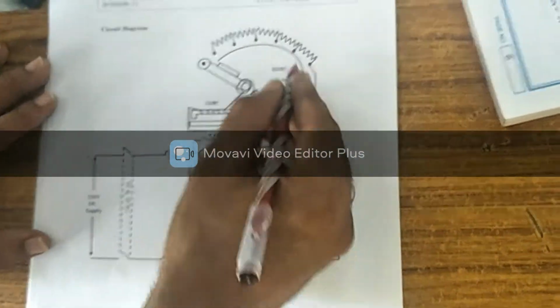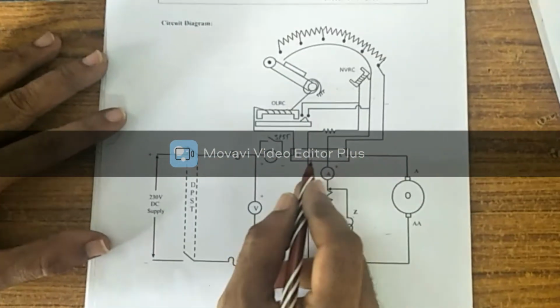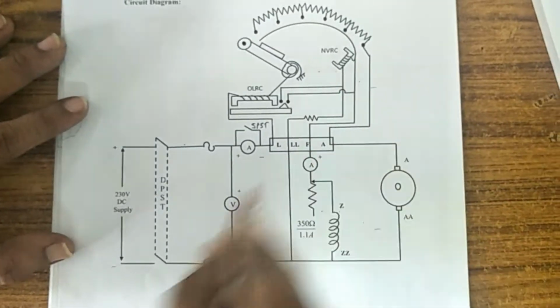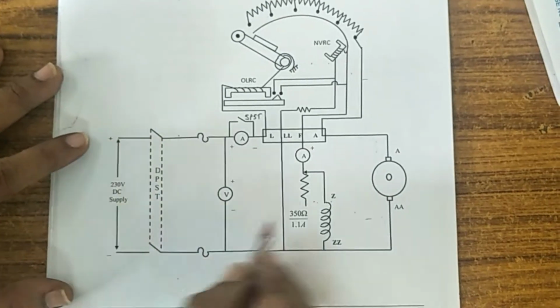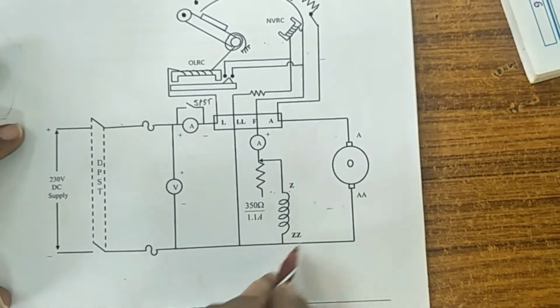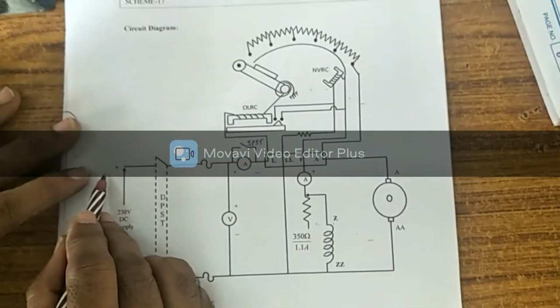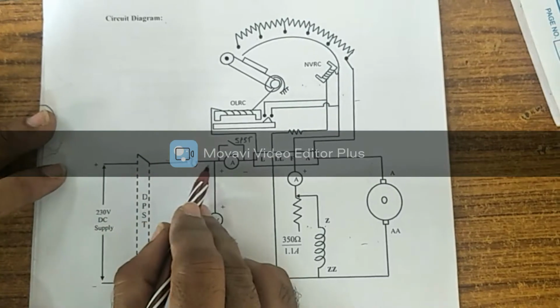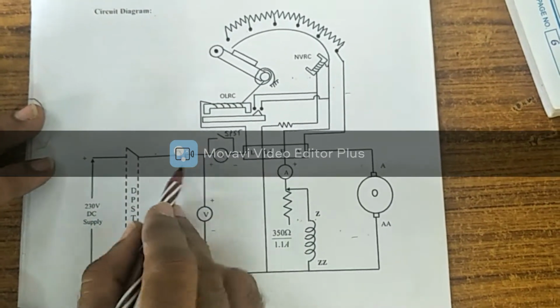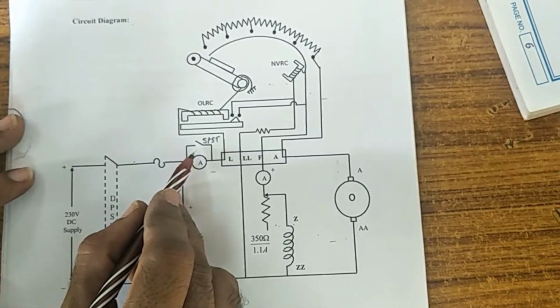This is the circuit diagram. As explained in the case of speed control, we again have a 4-point starter here, with all 4 terminals L, LL, A, F, A and F. The supply is here, and this is the DC shunt motor, because we are going to take only the shunt field winding here, Z terminals. From the positive terminal, it is connected to the positive of the ammeter and the positive of the voltmeter, and then again connected to the SPST switch.